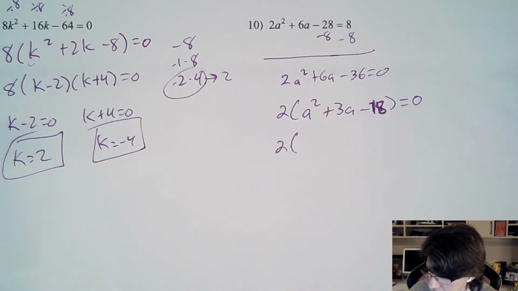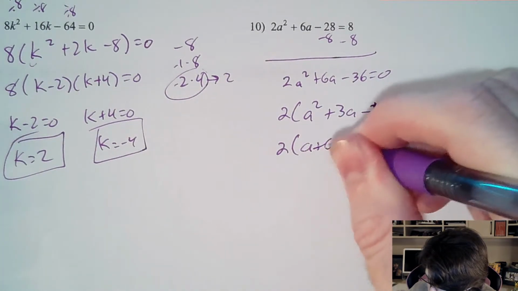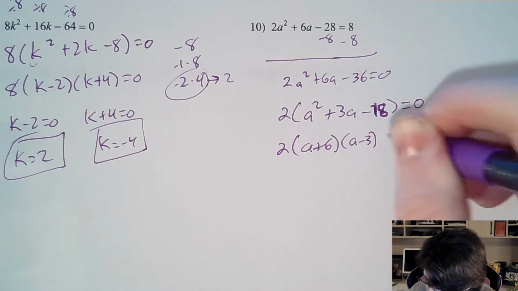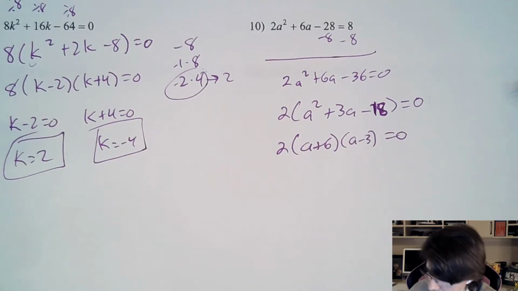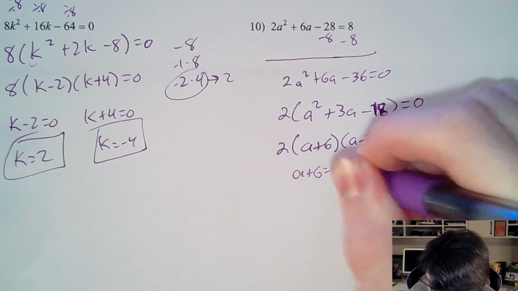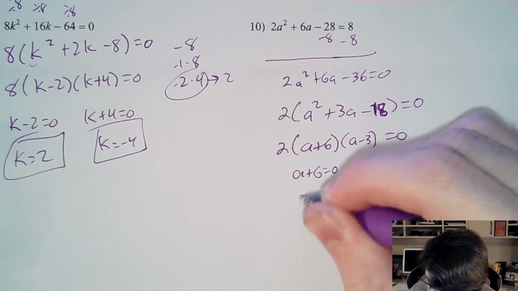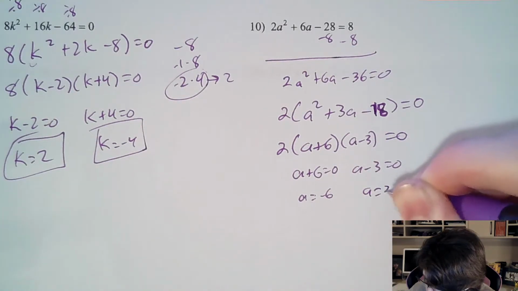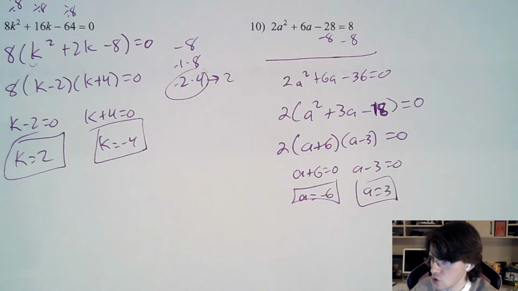End of the world. What numbers multiply to negative 18 and add to 3? That's going to be a plus 6 times a minus 3, and that's going to equal 0. And therefore, a plus 6 equals 0, a minus 3 equals 0, a is equal to negative 6, a is equal to positive 3. Kaboom, kablam.